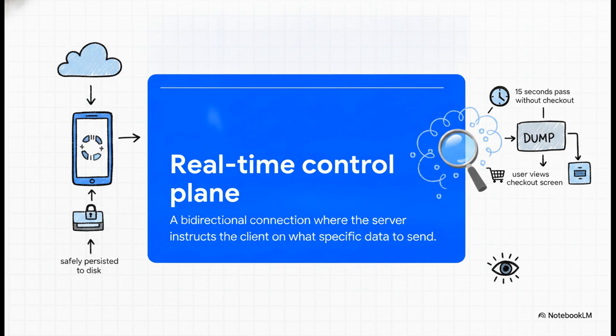But here comes the real magic, the real-time control plane. This is an intelligent, bi-directional streaming connection. Instead of the device blindly firing logs into the void, the server acts like a commander. It instructs the device on exactly what to look for. For example, the server might say, "Hey, we're seeing a spike in payment failures in Brazil. If the specific device is in Brazil and a user experiences a payment failure, immediately dump the last 60 seconds of your circular buffer to the server." If those exact conditions aren't met, the device sends absolutely nothing.